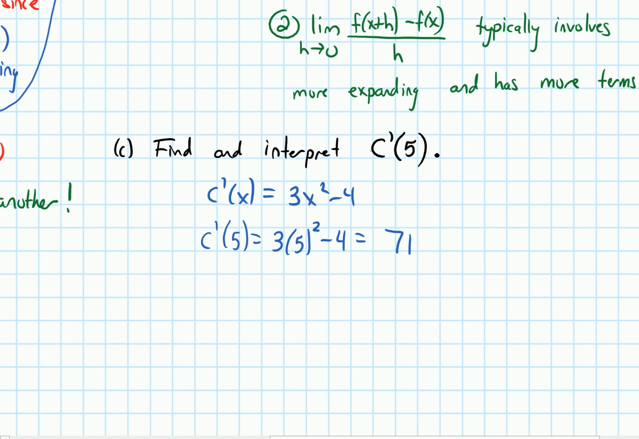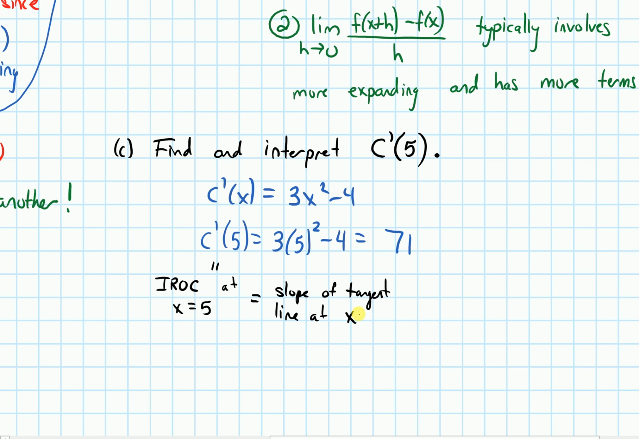So what does the derivative tell me? There are 2 interpretations of this. One is the derivative tells me the instantaneous rate of change, IROC, at whatever point we're talking about, which is x equals 5. But the instantaneous rate of change is also the slope of the tangent line at x equals 5.